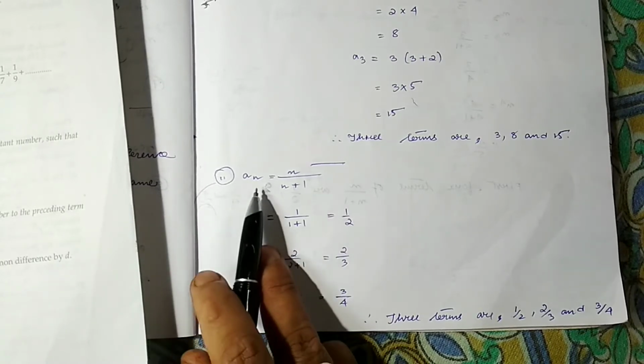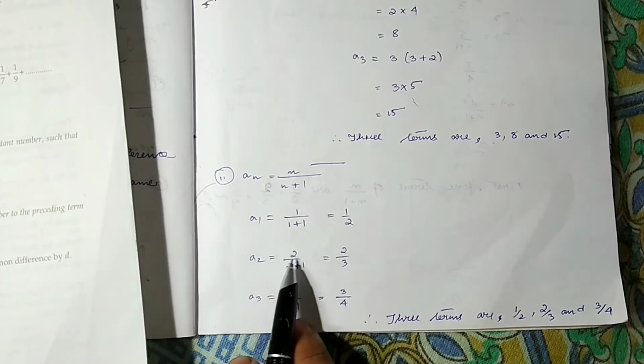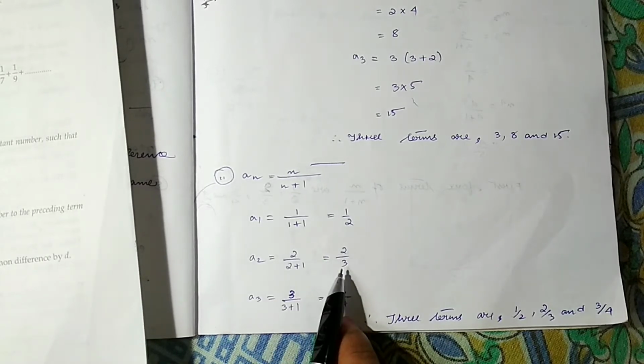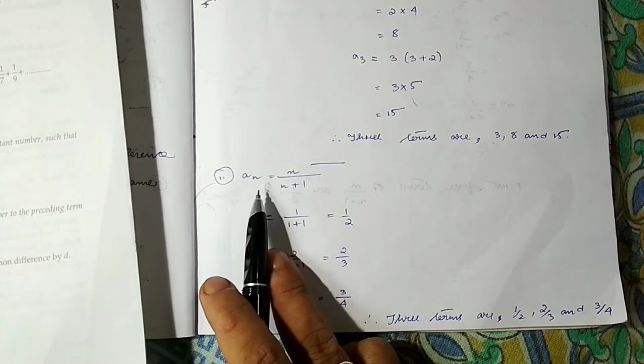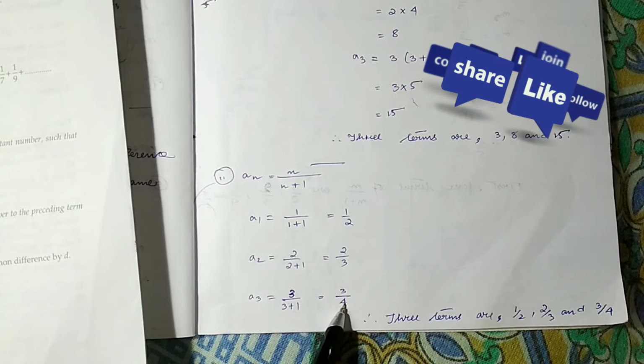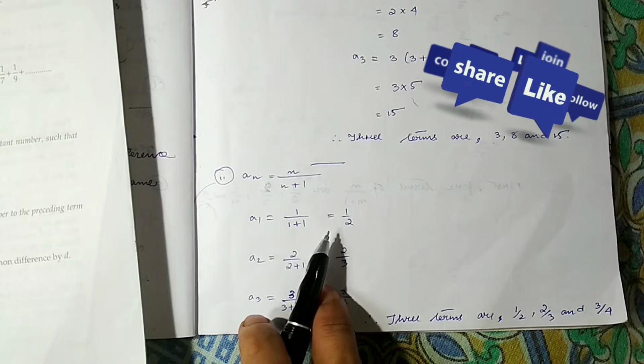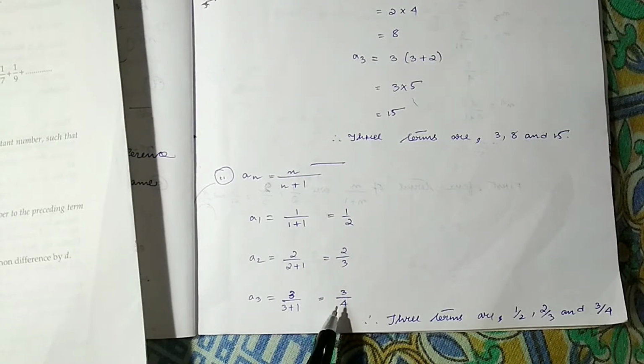If you replace it by 2, a2 will be equal to 2 by (2 plus 1). 2 plus 1 is 3. So it will be 2 by 3. And if you replace this n by 3, we are going to get a3 equals 3 by (3 plus 1). And we know 3 plus 1 is 4. That means 3 by 4. The first three terms are 1 by 2, 2 by 3 and 3 by 4.